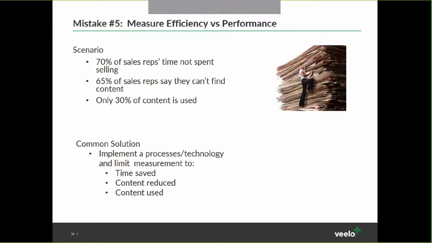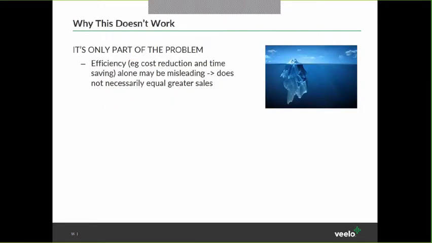Maybe it's process, maybe it's technology, and then you as a marketer or sales enablement person start measuring things like time saved, content reduced, and content used. Which you sit there and go, okay, yeah, that makes sense. But here's the problem with that: you're really looking at the tip of the iceberg. Efficiency, like cost reductions and time savings, is definitely good. I mean, if you have inefficiencies, you want to get rid of them, right? But you're only reducing the cost part of it. It doesn't tell you what you are doing to increase sales.